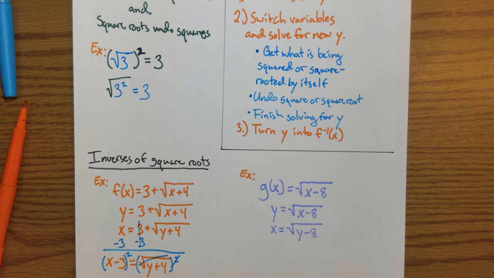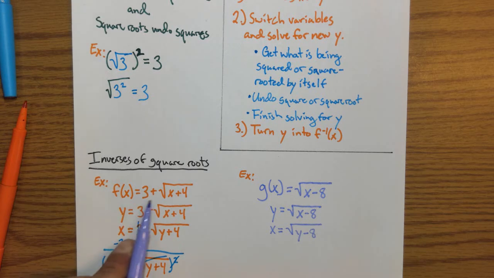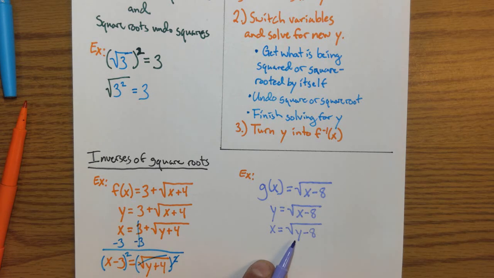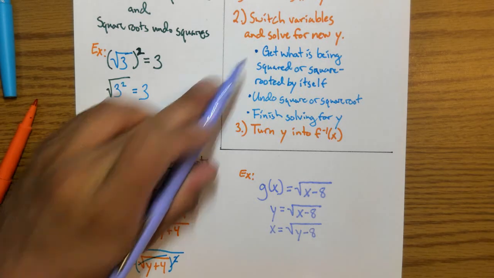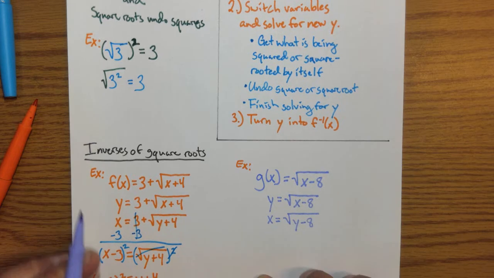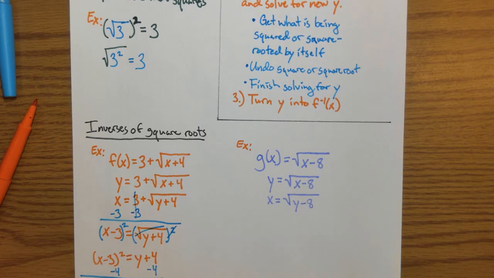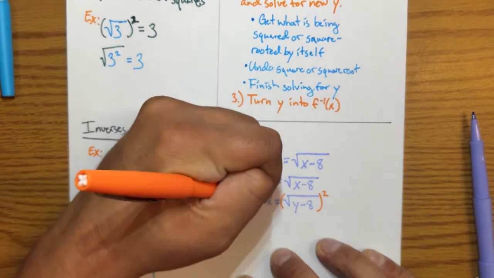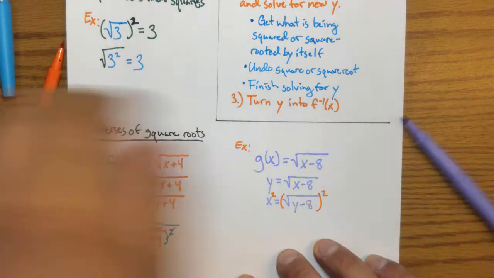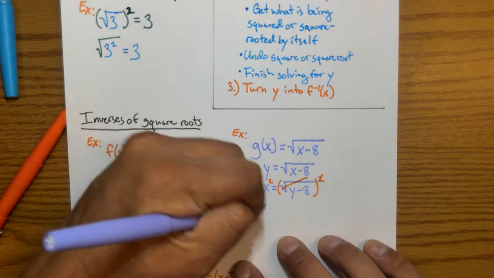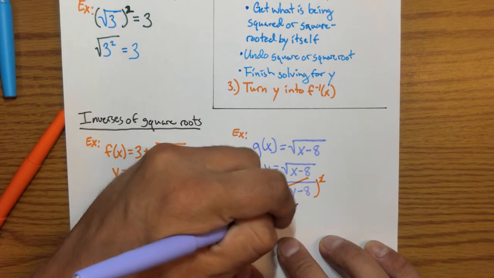our new y. Now, what's different between this one and the last one is that the last one, we had this number on the outside of the square root. Well, here, the square root is already by itself, so this first step in blue is already done for us. So we can go on to the next step, which is to undo the square root. Again, what undoes a square root is a square. So we're going to square both sides. And the square will cancel out the square root. So we're going to have x squared is equal to y minus 8.